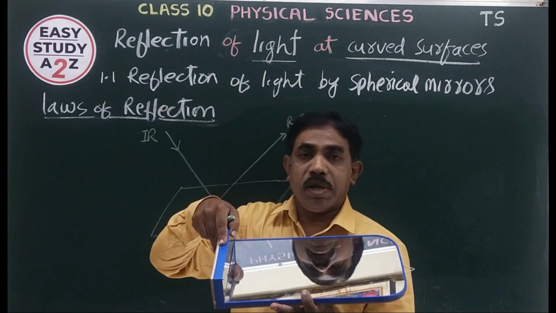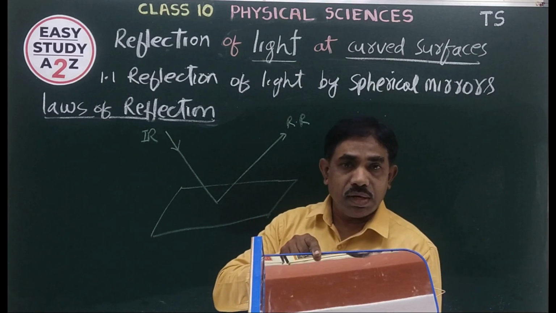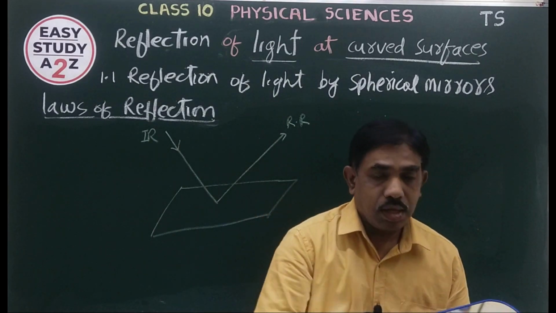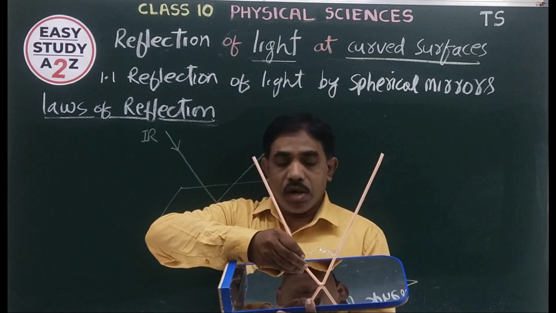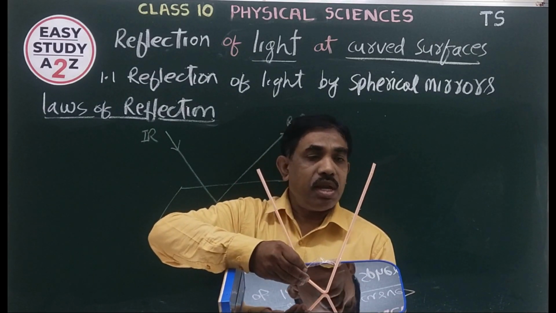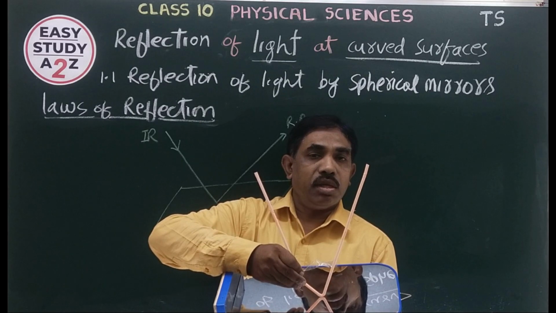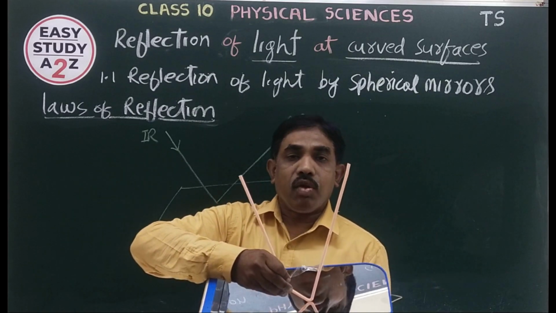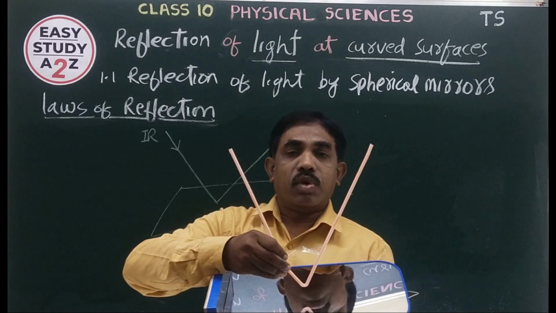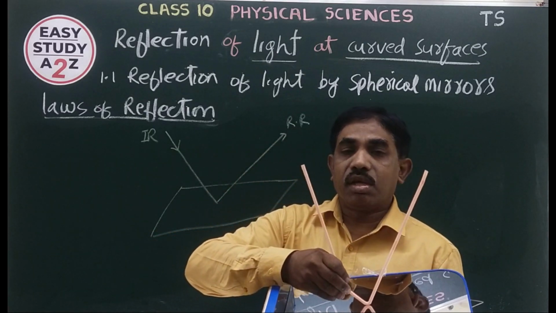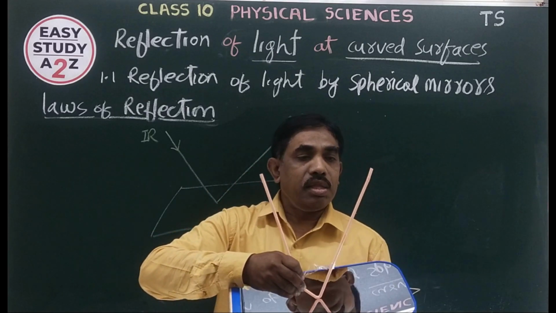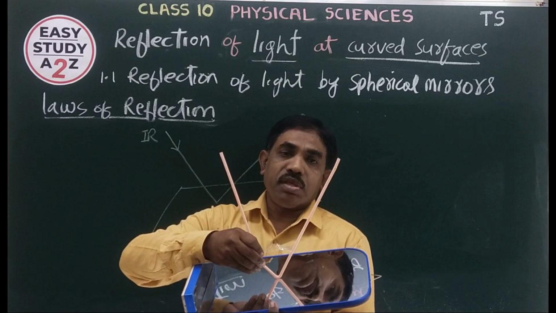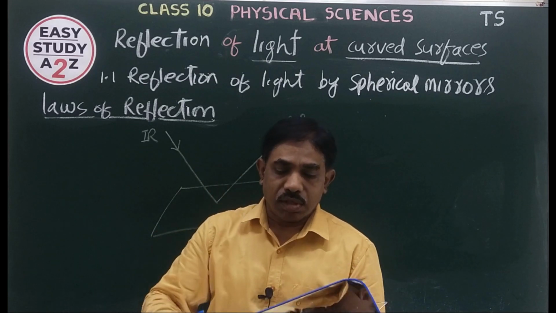Now, see here. This is a plane mirror. This is the plane mirror surface, plane surface. Now, a light ray is falling on the plane surface and it returns back. This is called reflection. Here we can observe only three things. One is the incident ray, another is the reflected ray, and the third one is the plane surface of the mirror.